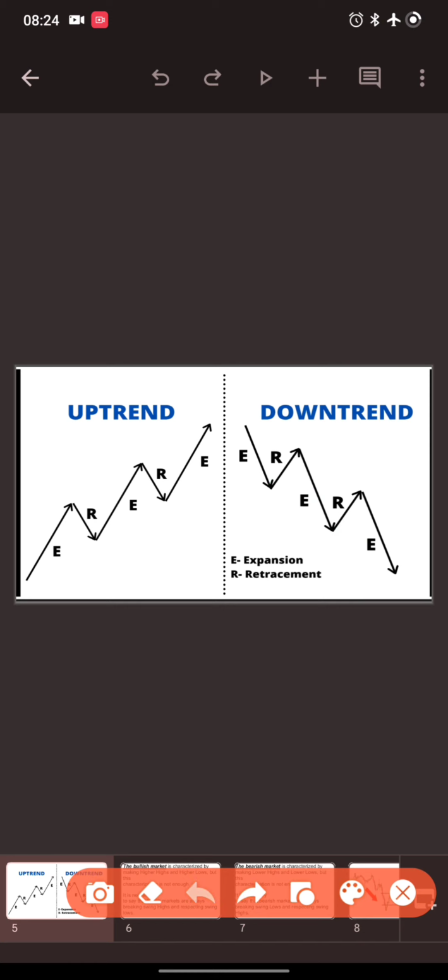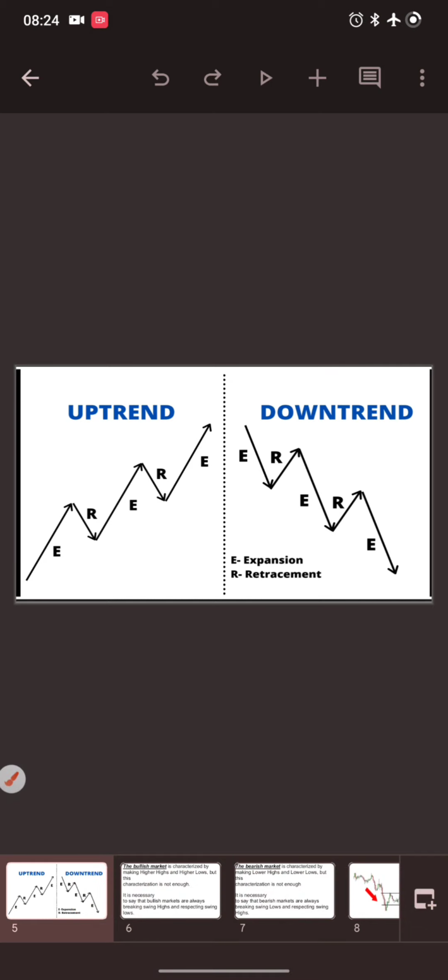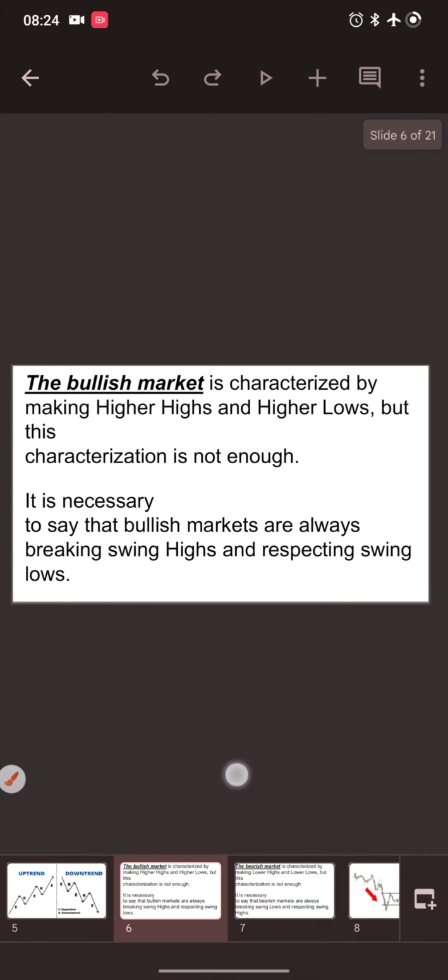Unlike the uptrend where the lows, see the lows there, nothing is happening to the lows, but see the highs, they are all being broken. You understand? And so that is basically how it is there. So let's move on to the next one.